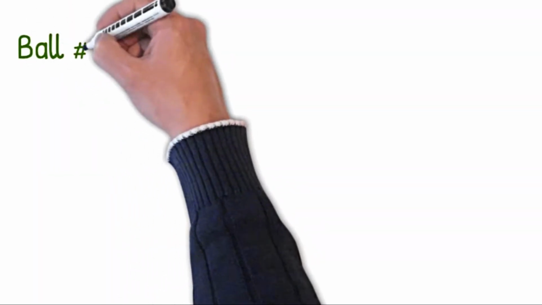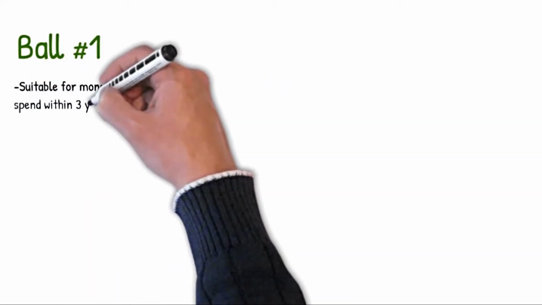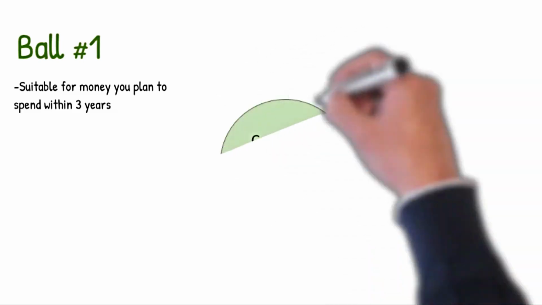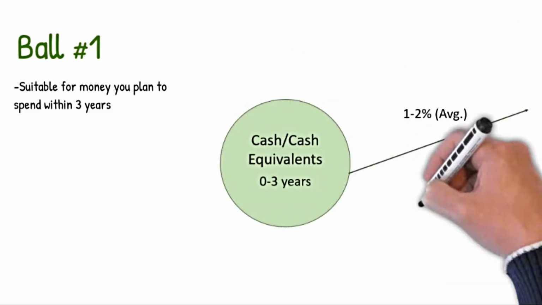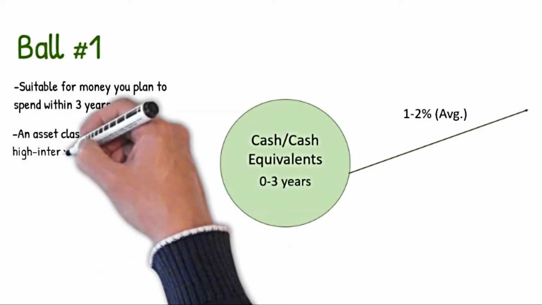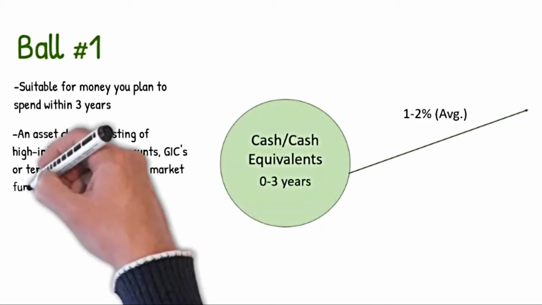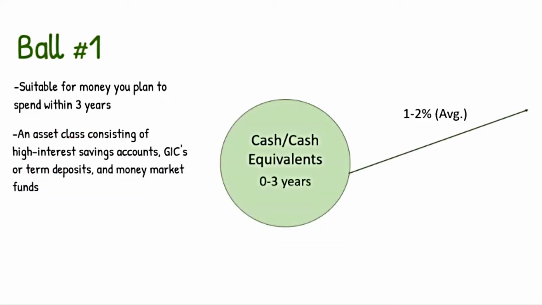The first ball is suitable for any money you have saved that you plan to spend within 3 years. The first ball is cash and cash equivalents. Cash and cash equivalents consist of things like high-interest savings accounts, GICs, or term deposits, and money market funds. The return potential on cash and cash equivalents is minimal, but they have a very high level of safety.